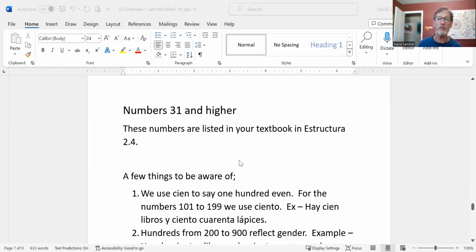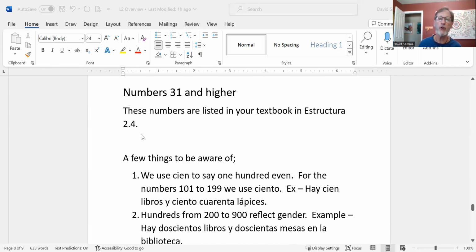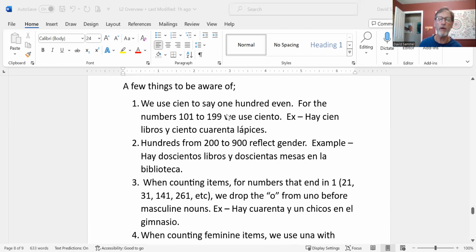And the last thing we're going to talk about now is numbers 31 and higher. Now, I'm not going to take the time to list and go through all the numbers, up to 1,000,000. But I did want to point out a couple things. These things are in Estructura 2.4 in your book. You can go over the numbers that way if you need to. A couple little things that I wanted to point out. This is also in your book, but I wanted to mention it too.